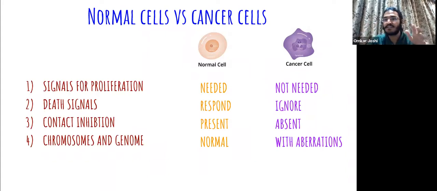So uncontrolled growth basically leads to this ball of cells, which we call a tumor. One of the major reasons is that cancer cells do not show contact inhibition, which means that even if they are in contact with another cell, the proliferation keeps happening. Unlike normal cells, they will not stop growing.